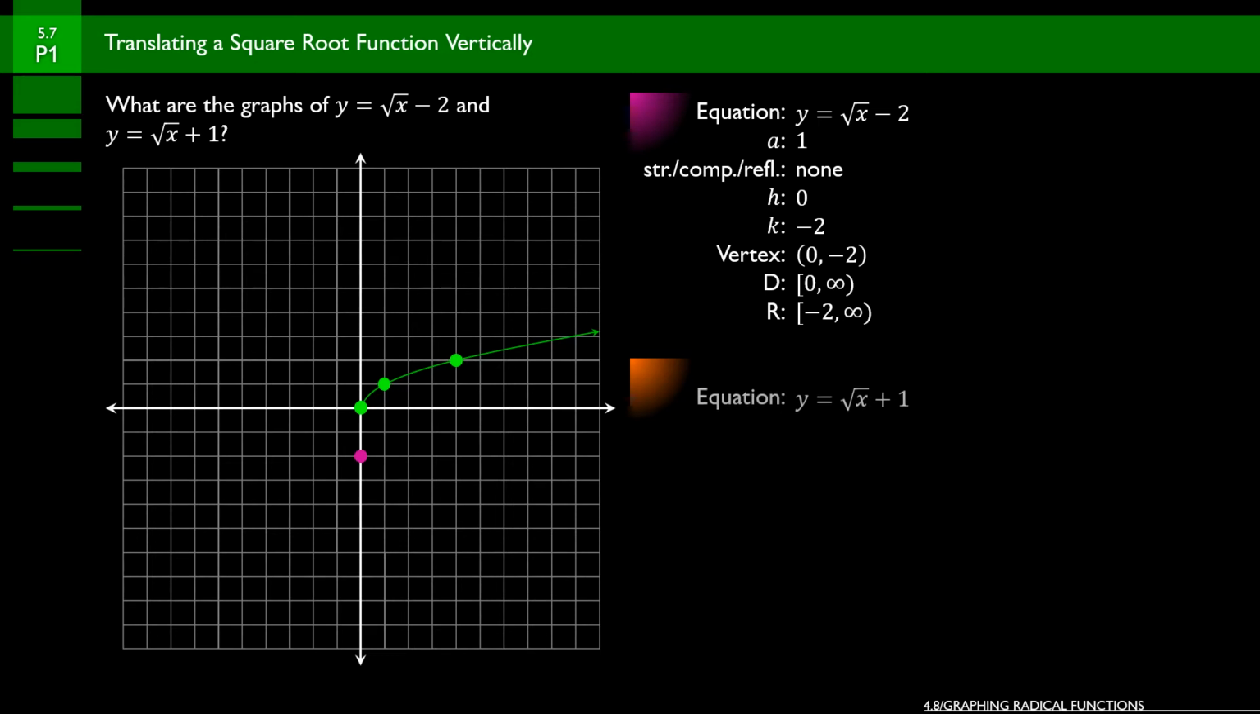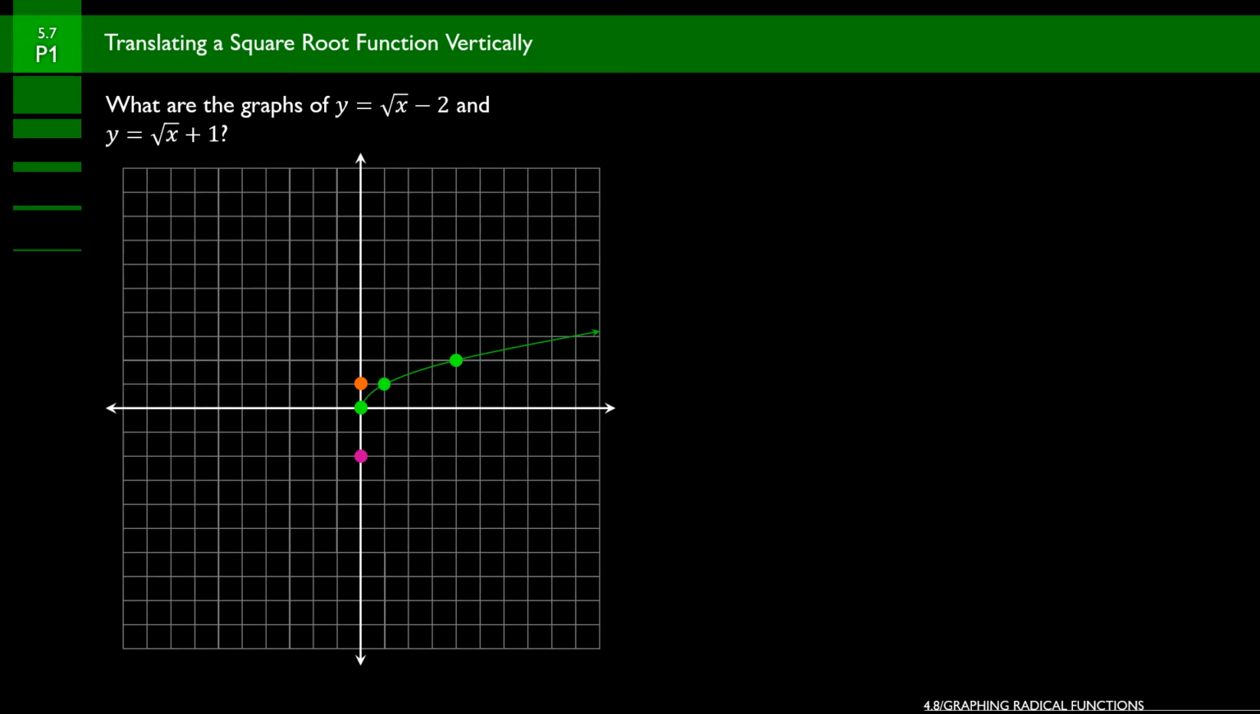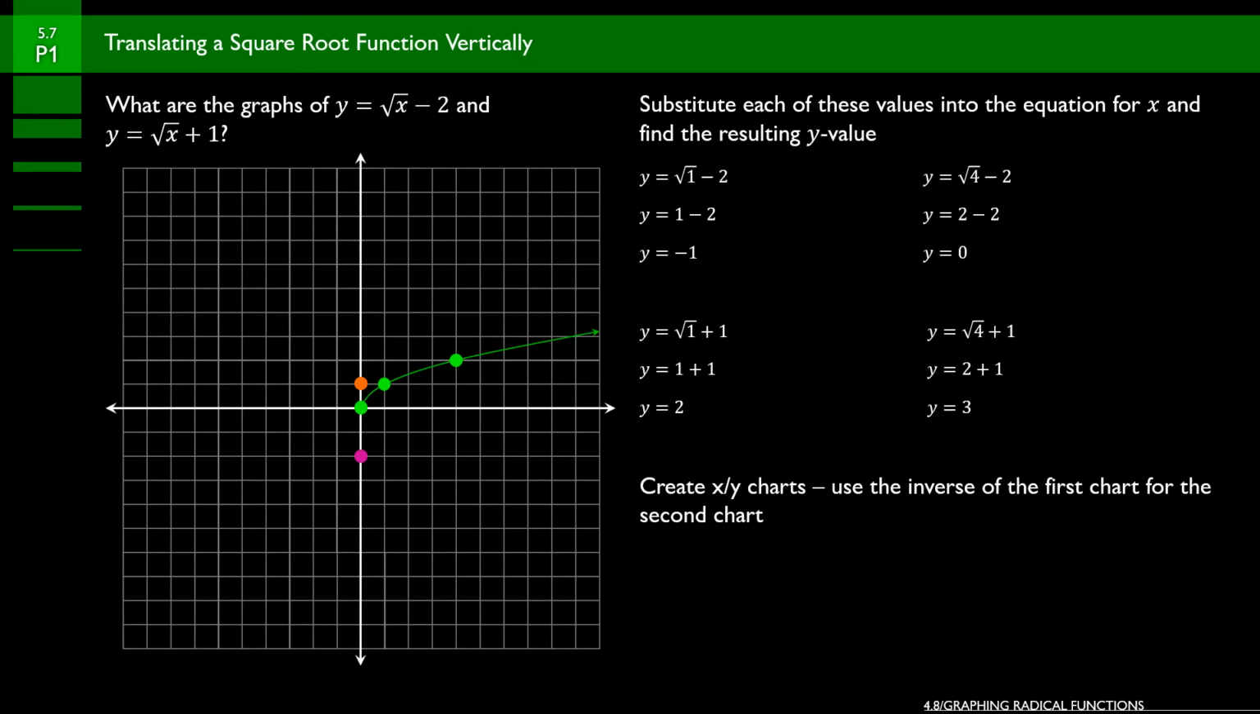For y equals the square root of x plus 1, the only thing that's going to change from the parent function is that we're going to move everything 1 unit up. So now that we've done that, we need to start getting some extra points to fill in here. Now, again, what I would suggest is that whenever you're trying to deal with a radical function, that you choose values in the radical or for your x value that are going to give you integer values coming out of the radical or out of the square root.